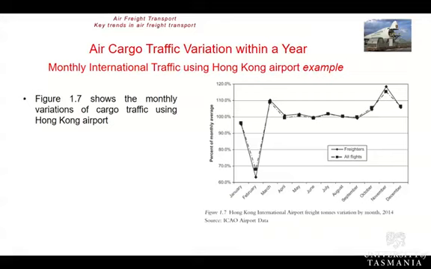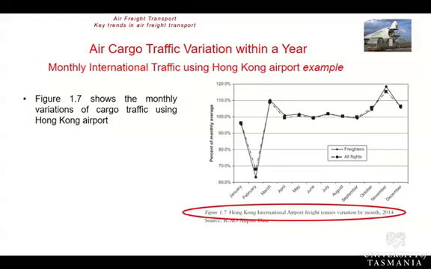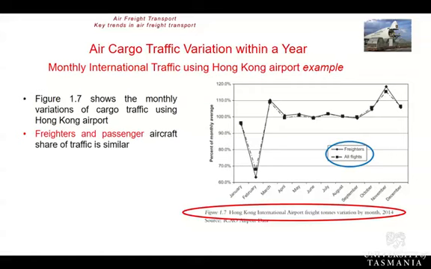And this particular slide shows the Hong Kong airport freight tonnes variation by month over the course of the year 2014. So if you look at that, it's based on freighters and all flights. First off, cargo moving on all flights, which are passenger flights, and cargo moving on freighters is about the same. So not a lot of variation in terms of the timing of the movement of cargo at that particular period of time. So they've got a similar traffic.